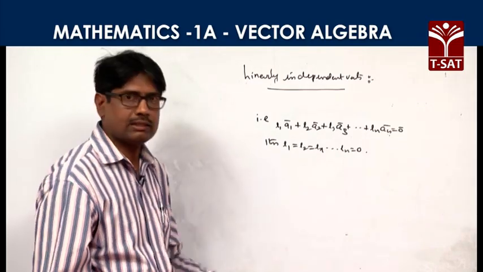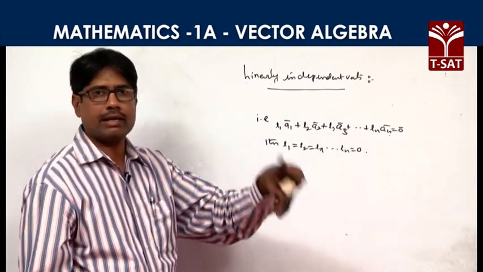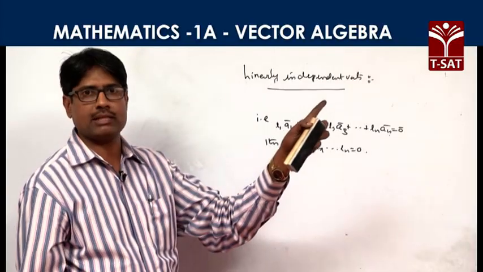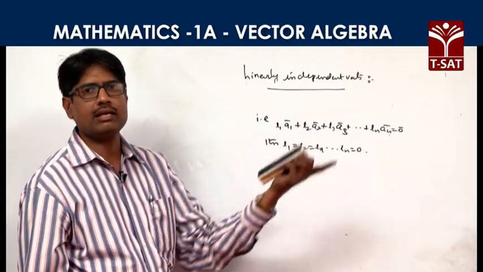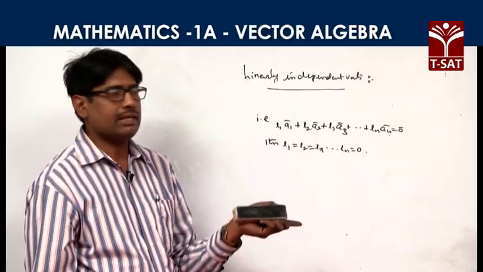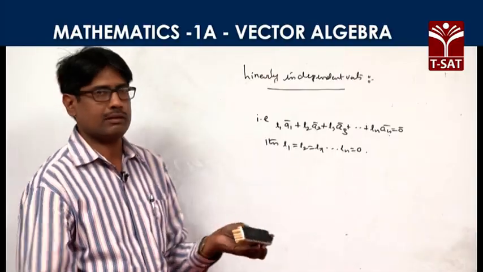For example, in space, I bar, J bar, K bar lie in different planes. So, I, J, K will be linearly independent vectors together. Linearly dependent vectors, linearly independent vectors.